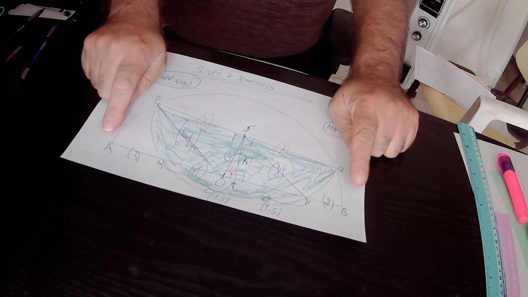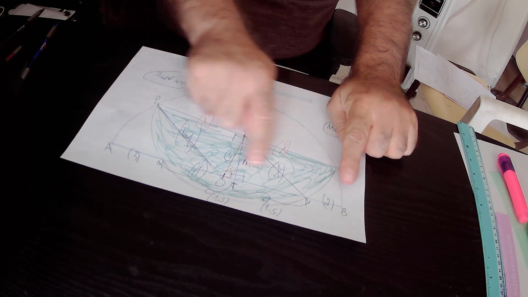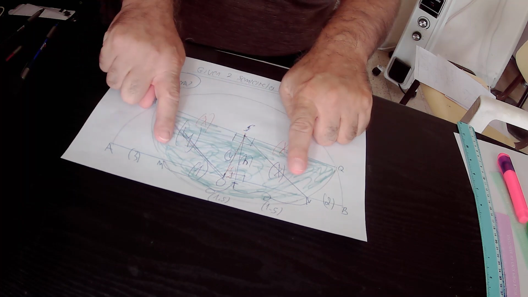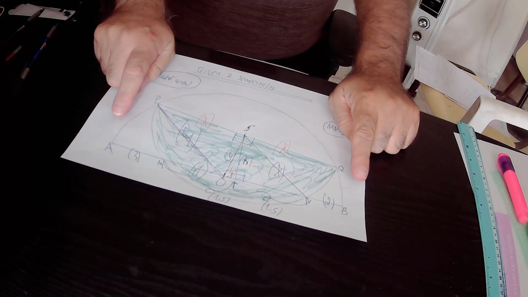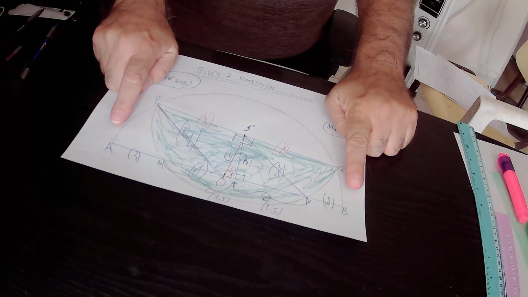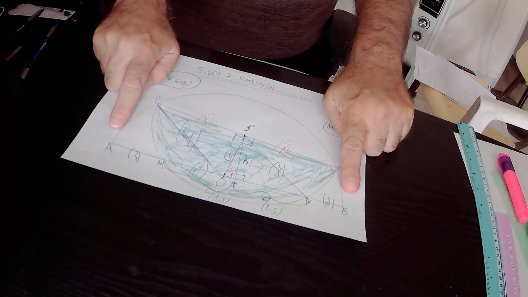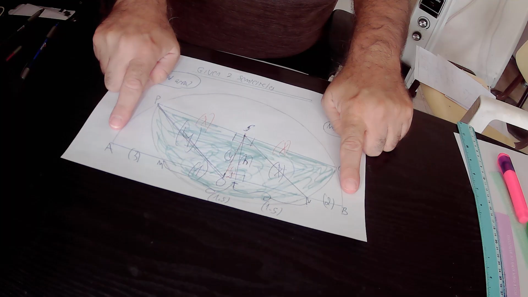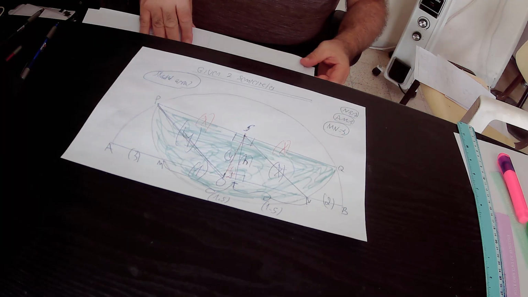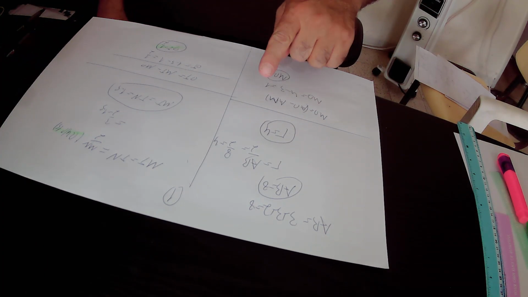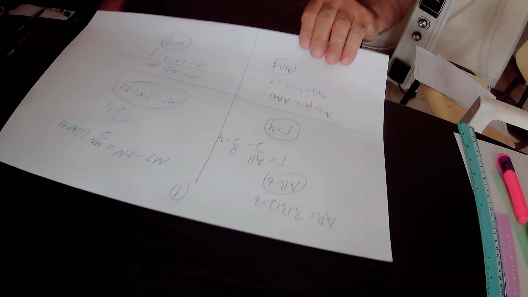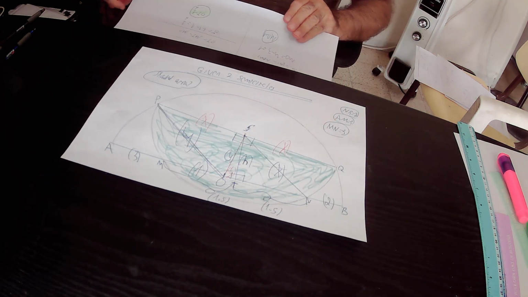AB is the diameter of this big semicircle. AB in total equals AM, that is 3, plus MN, that is also 3, plus NB, that is 2. So AB equals 3 plus 3 plus 2, that is 8. The diameter of the big semicircle is 8, and therefore the radius R must be equal to AB over 2, that is 8 over 2, that is 4. The radius of this big semicircle equals 4 units in length.